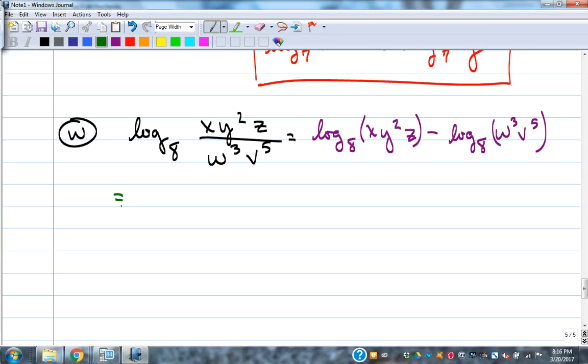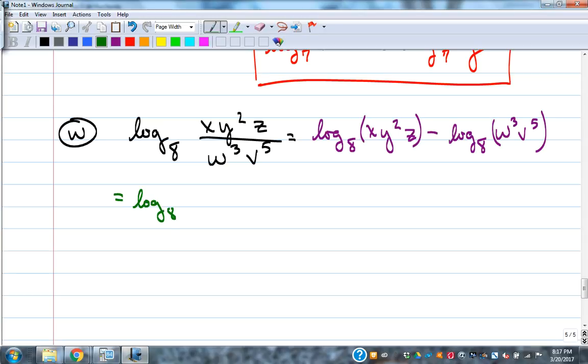I'm not combining anything. Remember, I'm expanding, so I want to break apart anything. So let's get the first part here, the log base 8 of x y squared z. How does that break apart? Is it multiplication in there when they're mashed together like that? Yes, it is. So multiplication turns into addition.